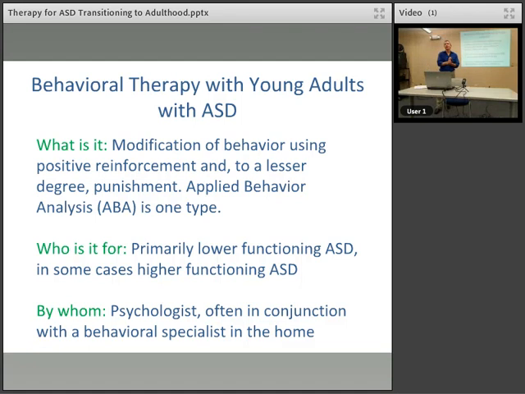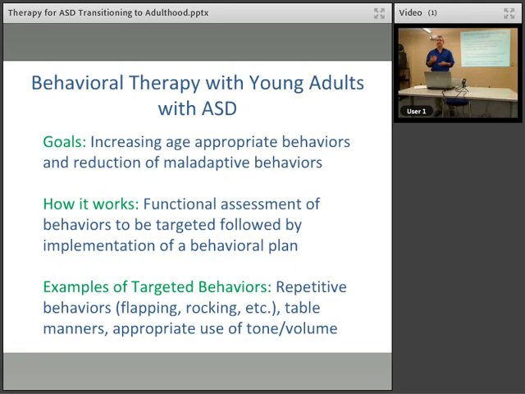When I say who it's for, primarily we're going to be using this at this age with kids that are a little bit lower functioning. But in some cases, the higher functioning kids are going to be using this too. There are pieces of this that go in with some of our higher functioning kids. Primarily, it's done by a psychologist or a therapist, often in conjunction with a behavioral specialist in the home. That behavioral specialist can either be the ABA person, or sometimes just a behavioral coach or something like that in the home. That's often very useful.